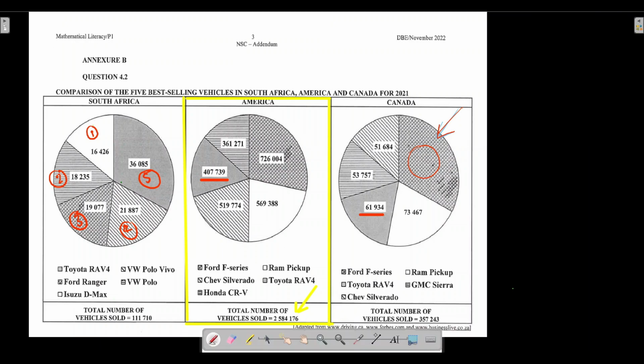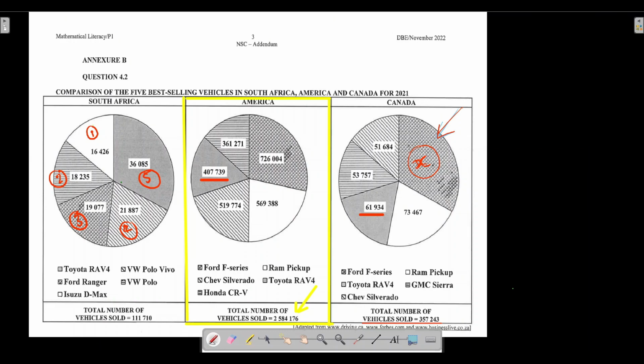In this case, we already know that we're given the total number of vehicles that were sold. We are given the total, meaning that total was 357,243. That is the total. So how can we find that missing value? We're going to call that x. We want to find what is x. What is that value there? Okay, how can we find it?